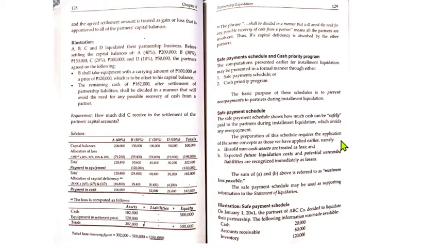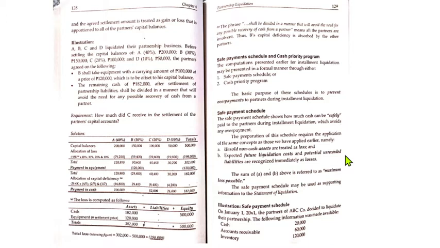One is that unsold non-cash assets are treated as a loss, right? Under installment liquidation, whether the non-cash assets have been sold or not, they are considered a loss, even if they have not been sold yet. Next, the expected future liquidation costs and potential unrecorded liabilities are recognized immediately as losses. It is an outflow of cash when we look at estimated future liquidation costs.